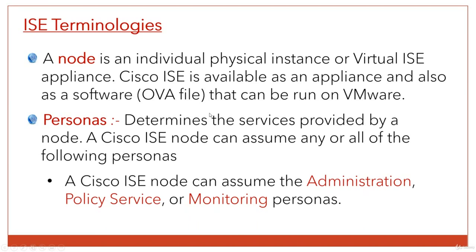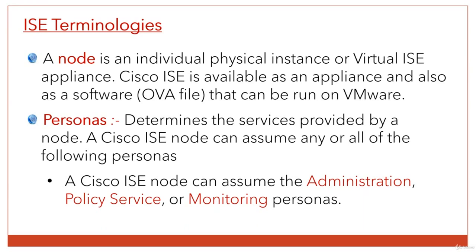But you'll find that you need a big appliance, if you are not using Cisco UCS type of servers. You need a big appliance with very good capability in terms of CPU processing and RAM. Then what is persona? Persona is nothing but what determines the services provided by the node. So you have the node, that's your appliance, and inside that you have services, that is personas.